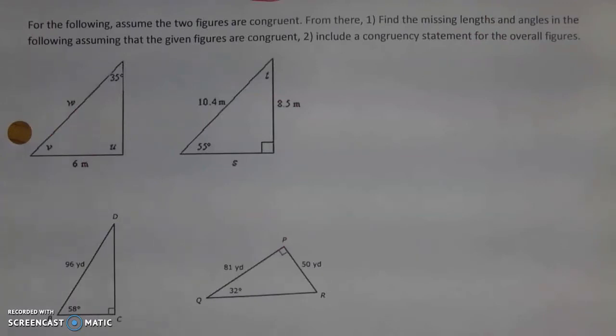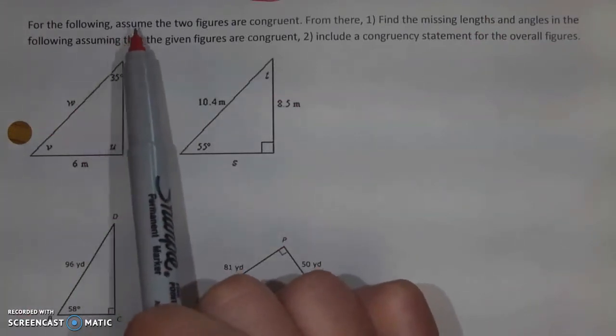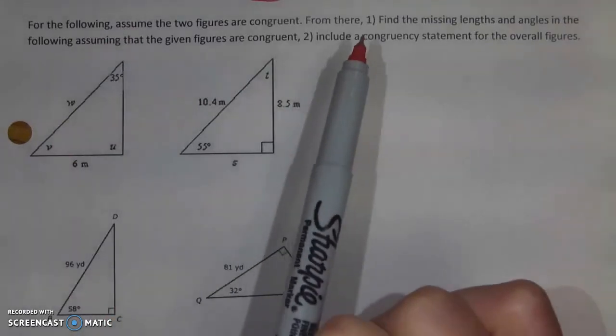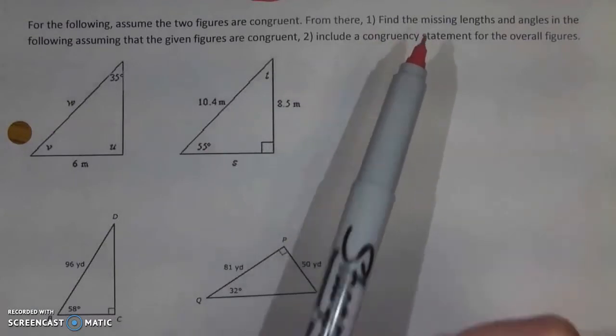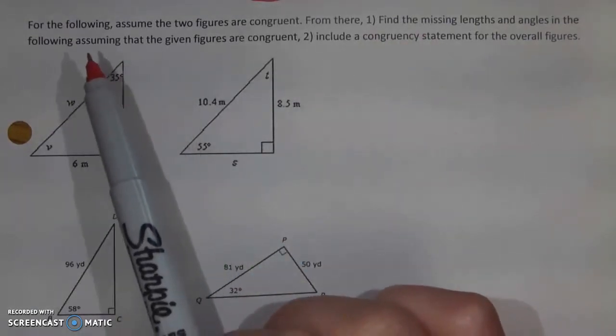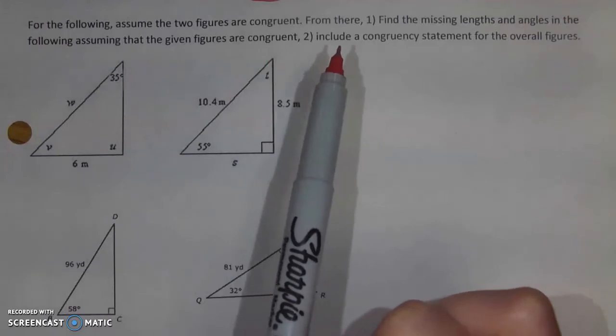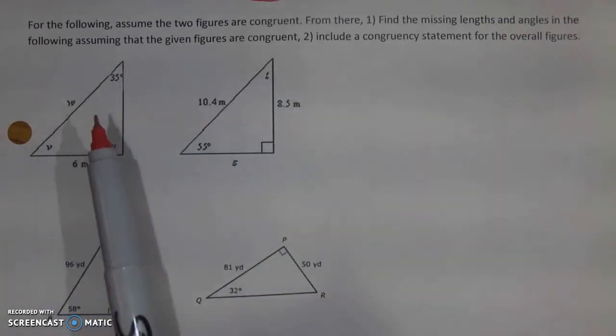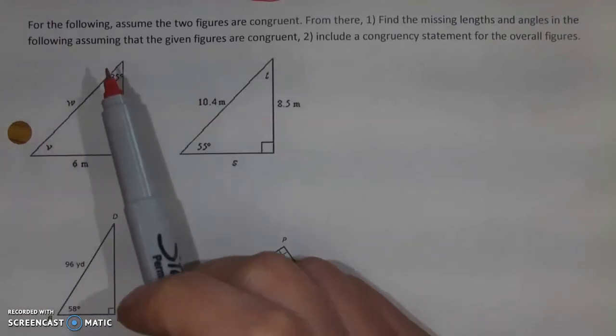Now what we want to do is we want to use this information. So we're going to be allowed to assume that two figures are congruent in these following pictures. Knowing that they're congruent, it wants us to find the missing lengths and angles in the following, assuming they're congruent, and also to include a congruency statement for the overall figures. So let's look at this one first.